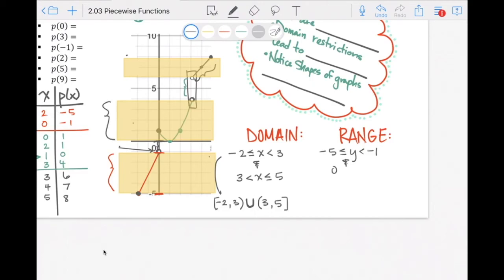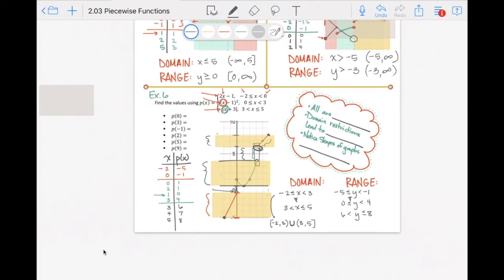The next section is this right here. Notice this part right here is 0. 0 is included, so 0 is less than or equal to y, and then up to 4 right here, so it's less than 4, and then we have a gap. And now we have this section. So we've got now 6. 6 is not included, we've got an open circle right there, so 6 is less than y, but then we have all the way up to 8, and 8 is included, which is less than or equal to 8.